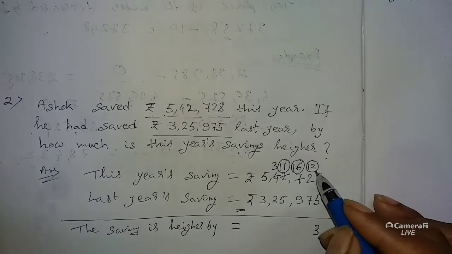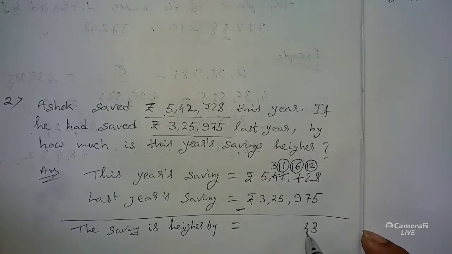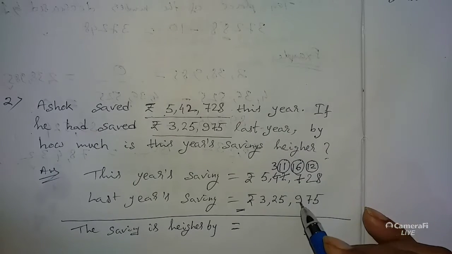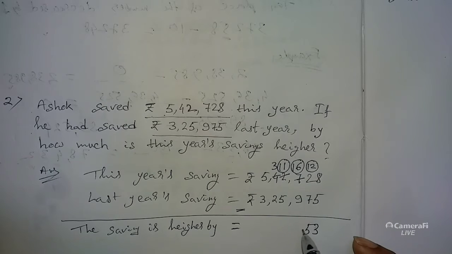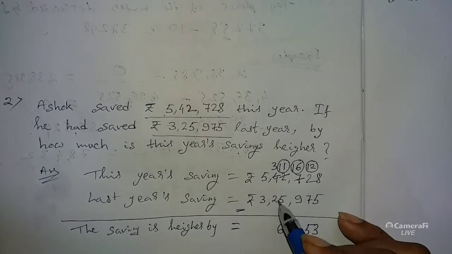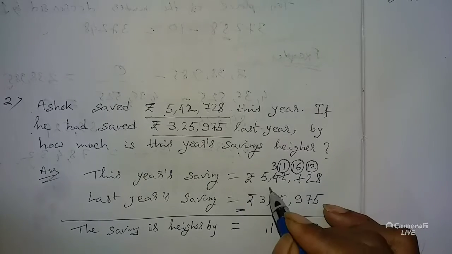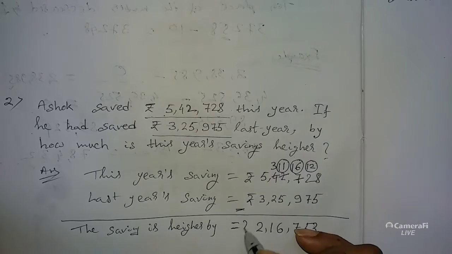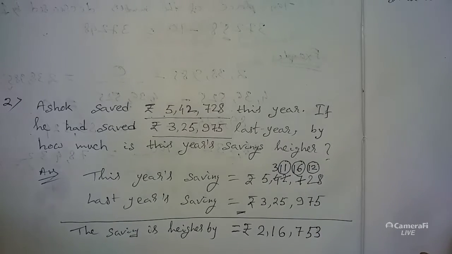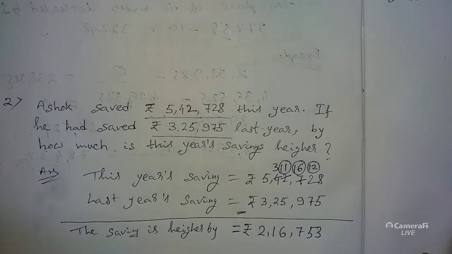Now proceed. 12 minus 7 is 5. 16 minus 9 is 7. 11 minus 5, 6. 3 minus 2, 1. 5 minus 3, 2. This is rupees 2,16,753. So how much is this year's saving higher?